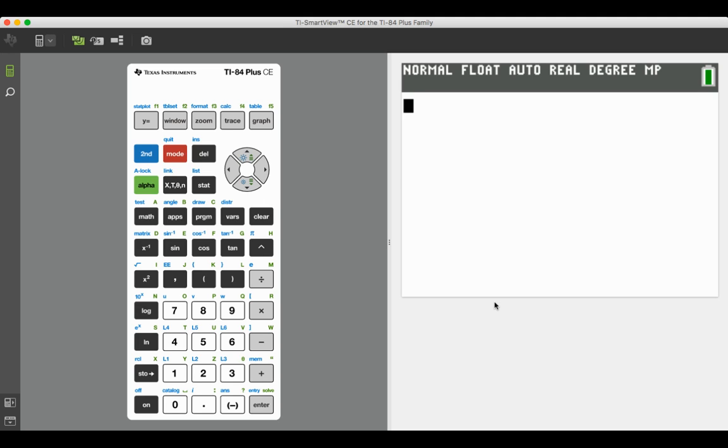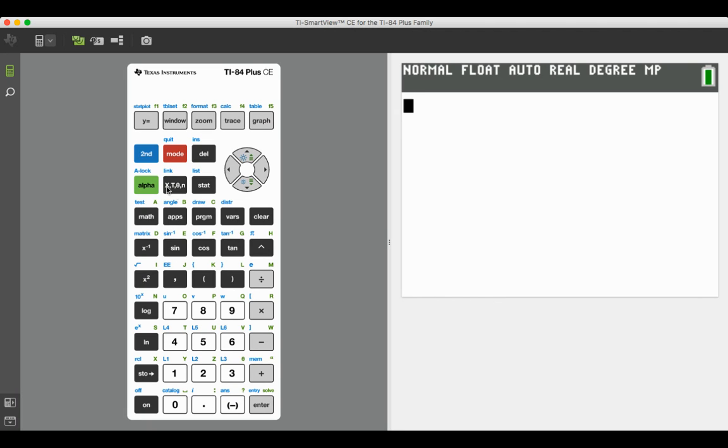Hello, Algebra 2 students. Today we're going to use the graphing calculator to finish up the 5.8 notes. So if we look at example number 1 and we go to part C, where it says approximate the local minimum and then approximate the local maximum, I will show you how to do that.